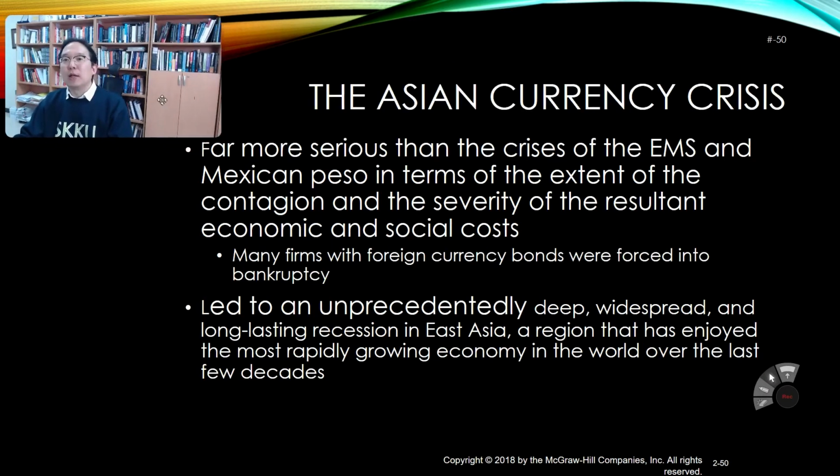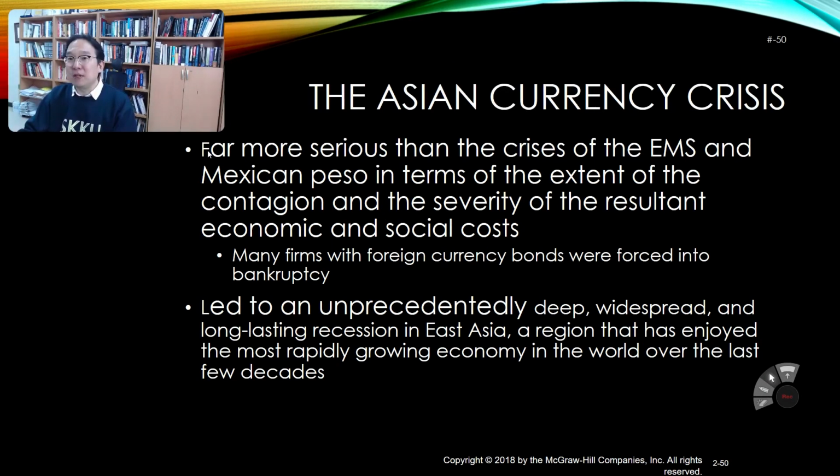But anyway, financial system, right? Can it be staying away from the political risk? Nah, that's a very difficult issue. Anyway, the next one is the Asian currency crisis.